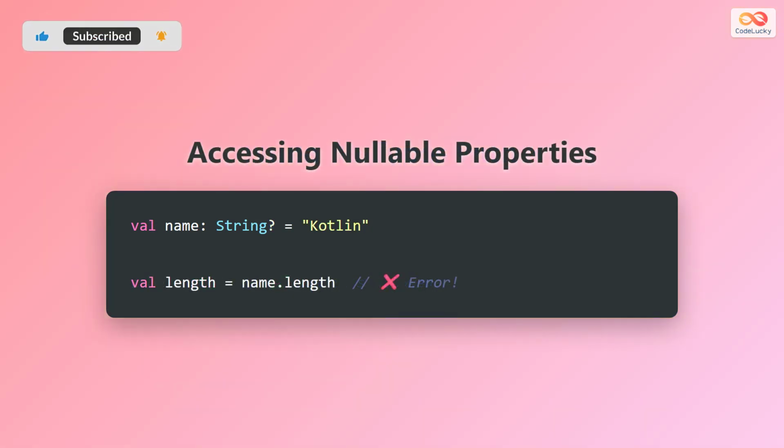Here's where Kotlin's safety really shines. Once you have a nullable type, you cannot access its properties or methods directly. For example, if name is of type String?, and you try to access its length property using the regular dot notation, the compiler will give you an error. This is intentional. Kotlin forces you to handle the possibility that the value might be null before you can use it.